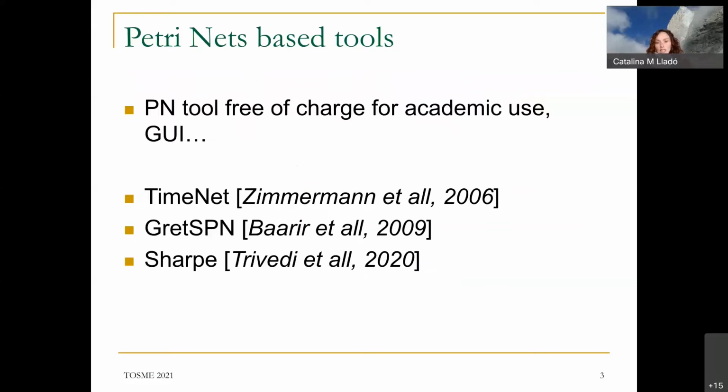Okay. So basically, all the Petri net based tools that we are taking into account to compare with PIPE are all free of charge for academic use. They all have a nice graphical user interface, and I'm sure you all know TimeNET, GreatSPN, and Sharp. We are actually working on a very deep comparison of them that I could not publish because it was not finished, but we hope we can write soon a journal publication in which we will have a very deep comparison of all these tools.